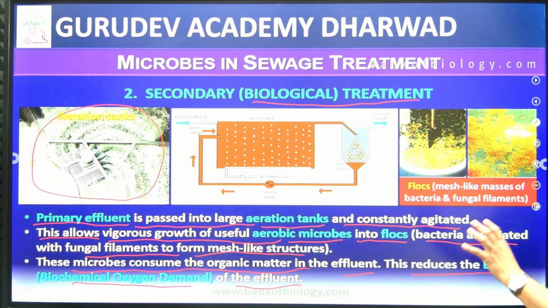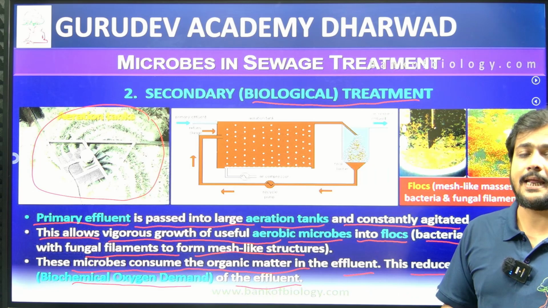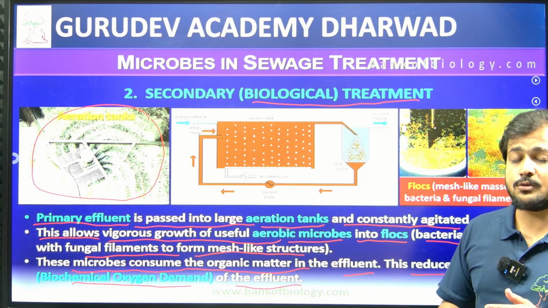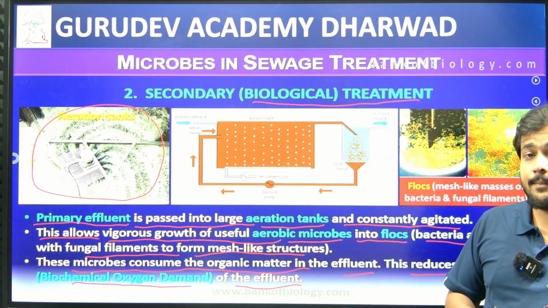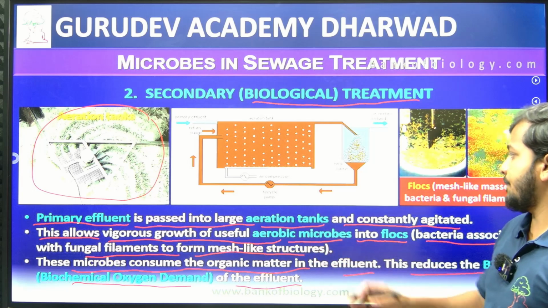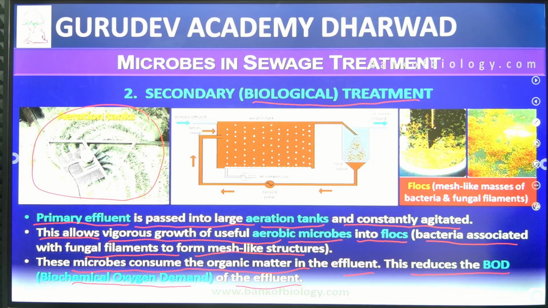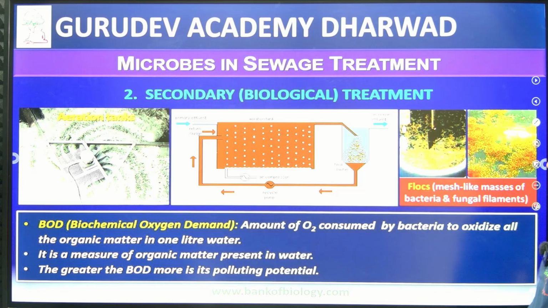BOD is nothing but what is known as the biochemical oxygen demand. Whatever organic chemicals were there used to utilize the dissolved oxygen present in the water. With respect to the flow, we actually reduced this BOD, the biochemical oxygen demand. Mainly you can consider these flocs, which are mesh-like masses of bacteria and even fungal filaments. That is what you should remember as the primary treatment.